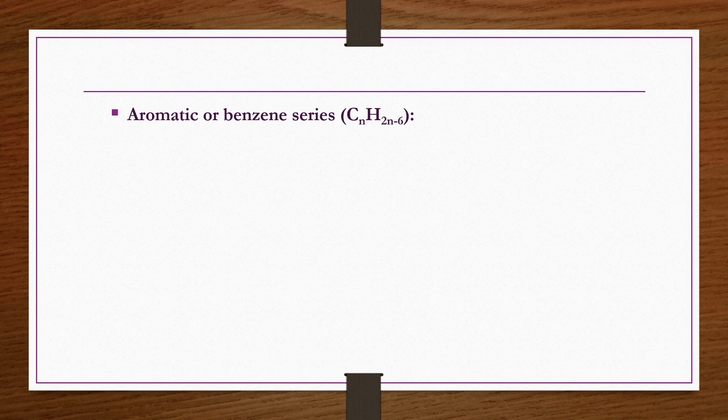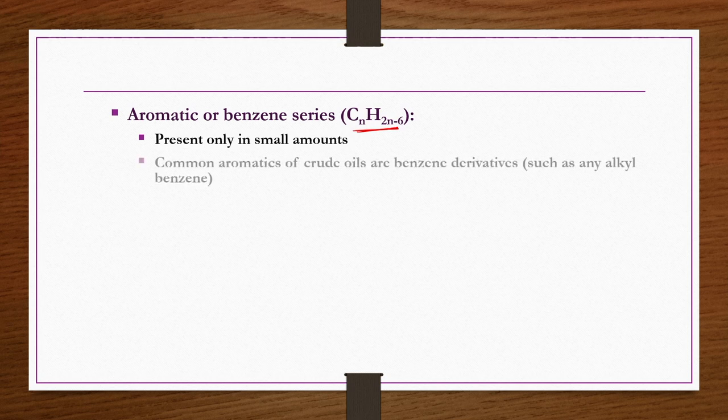Second one under the aromatic series is aromatic or benzene series, which has the common formula CnH2n-6. Let us say n is 6, then it is benzene: C6H12-6, that is C6H6, benzene. It is present only in small amounts in the crude in general. Common aromatics of crude oils are benzene derivatives such as any alkyl benzene.